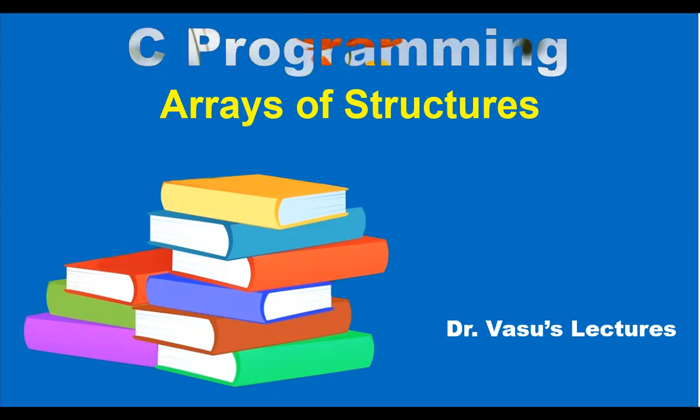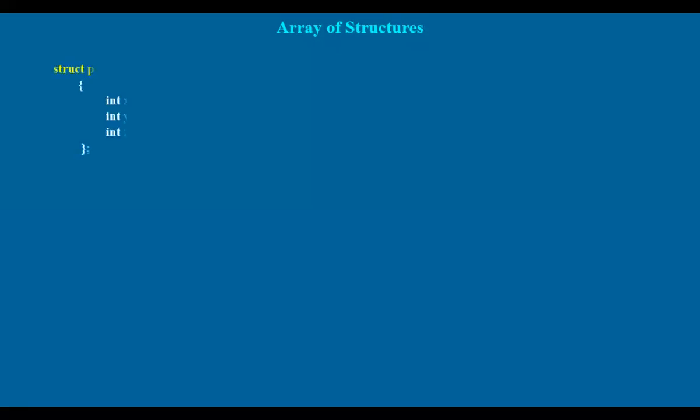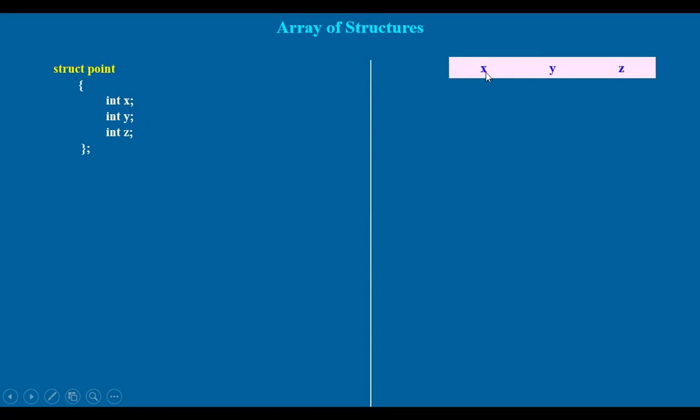Okay. Now let's see what is the meaning of arrays in structures. Let's take an example and let us see that. Suppose I have defined a structure named point having three values, three coordinates, you might call them x, y, z. So these are the three fields. The name of the structure is point, and it is defined like this. The structure has three fields, x, y, z.